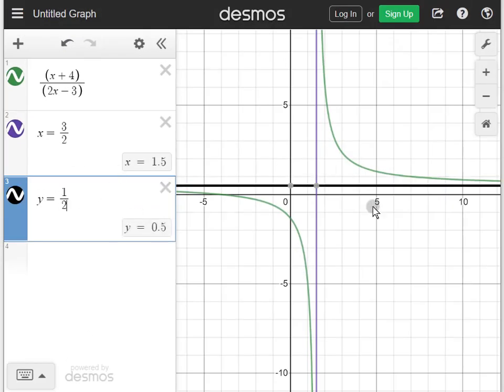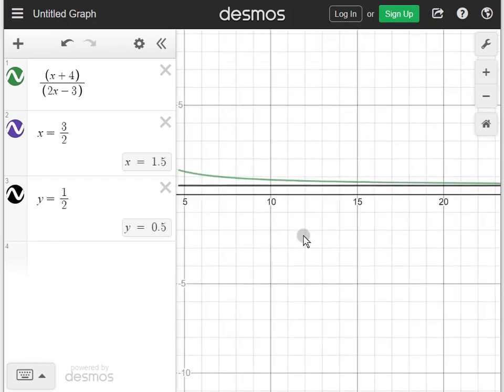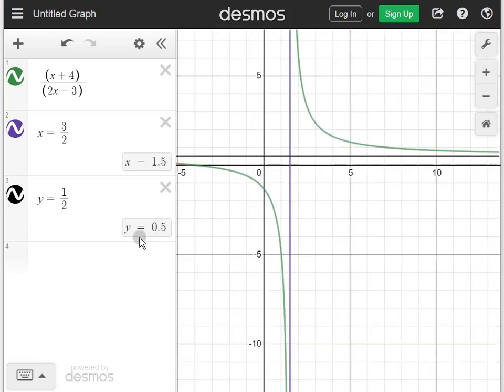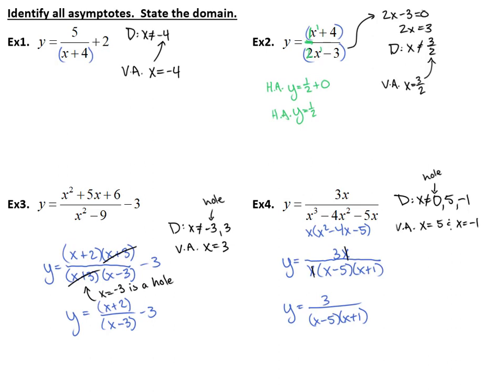So I've graphed it. I can kind of pan to the right, and yeah, look at that. It looks like it's getting closer and closer to 1/2, and same thing to the left. So that does confirm it does have a horizontal asymptote, and we've found the correct value. Yeah, another one on this page, let's take a look at example 3.